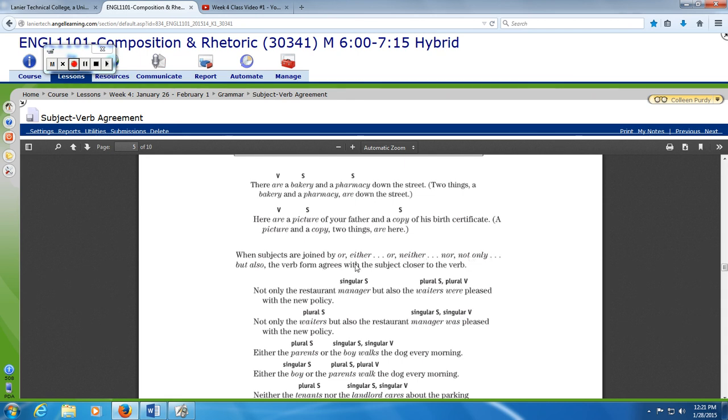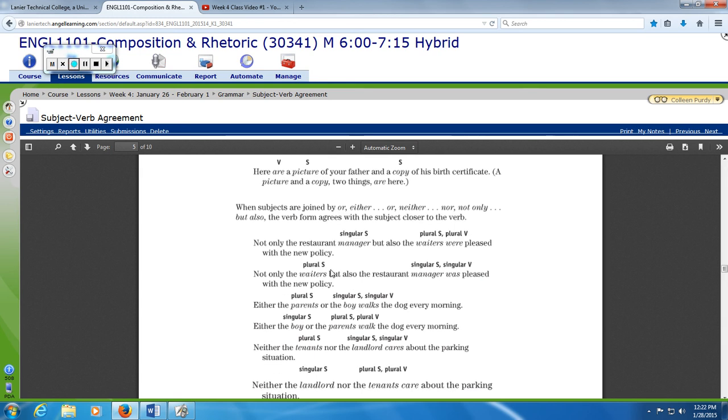All right. So you'll know you've got a compound subject or a compound verb or a compound something if you've got these in a sentence, but you cannot assume that it is plural. You have to look at what's closest to the verb. So here's an example. Not only the restaurant manager, but also the waiters. So you've got correlative conjunctions, which co means together or with. So you're going to have a compound something. In this case, it's a subject. You've got the manager and the waiters. Well, if you have these correlative conjunctions, you have to look at the subject that's closest to the verb. Waiters is plural, so this takes a plural verb.